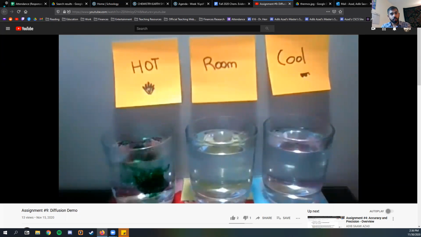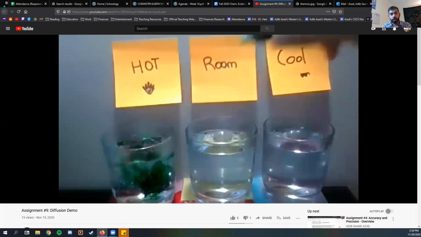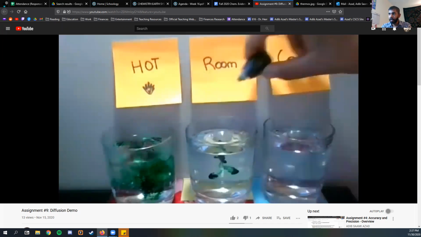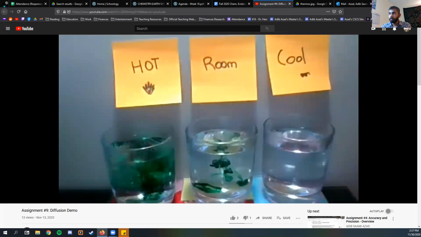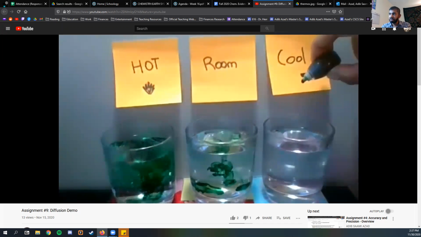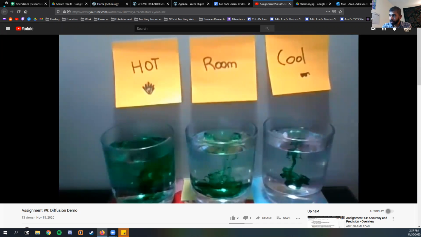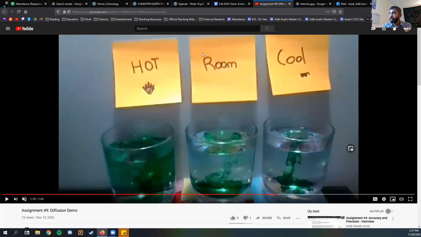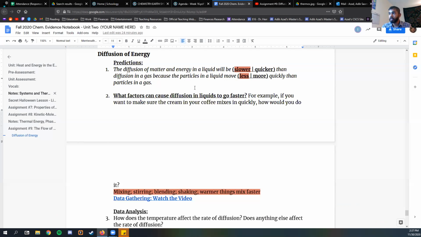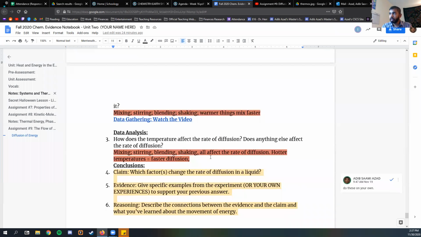In this hot cup, it's spreading out pretty quickly. Not even 5 seconds would pass and my cup is green. The room temperature one, maybe 6, maybe 8 seconds before it all gets to be green. And with the cool temperature one, it's still going. It's still very much in a drop kind of form. And so we just kind of decide how that relationship works. So as far as it goes, hotter temperatures essentially mean we have faster diffusion.